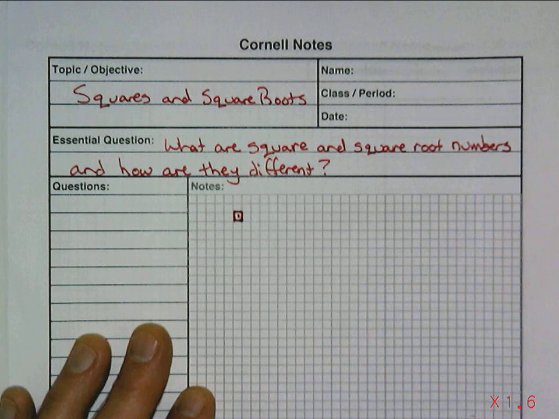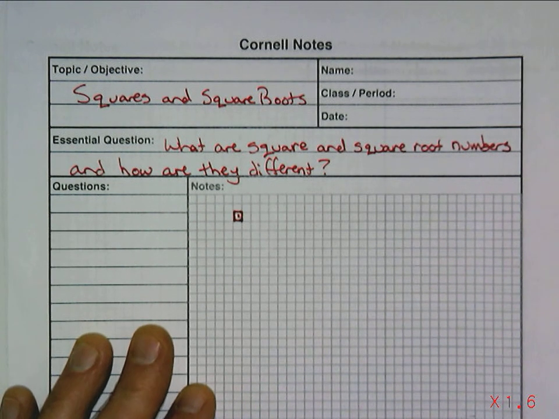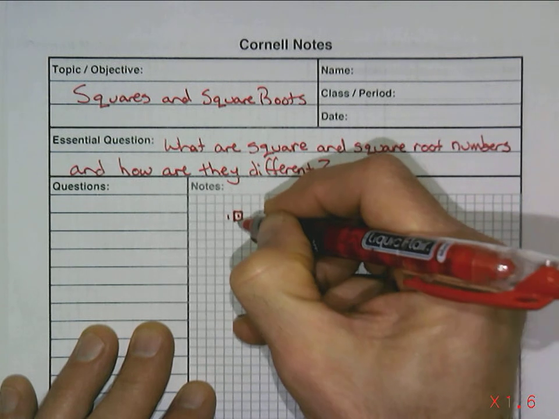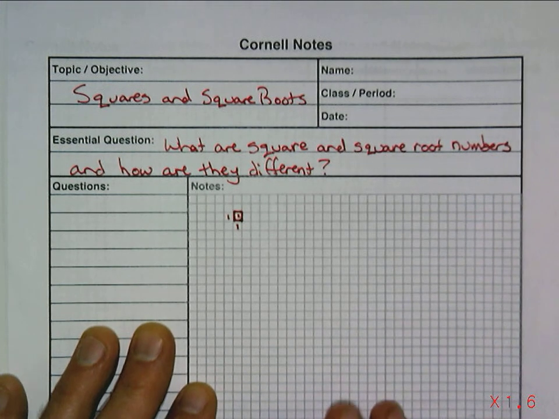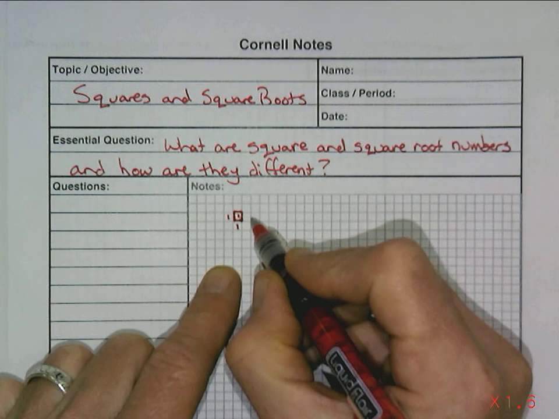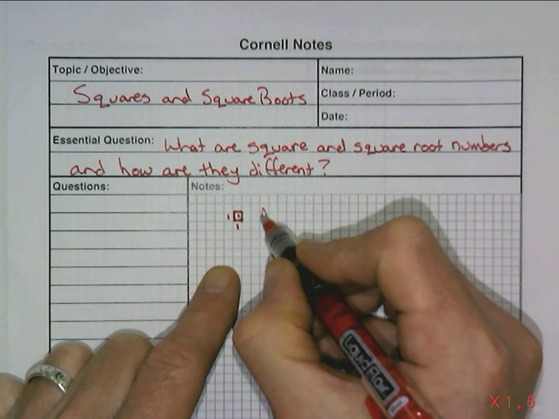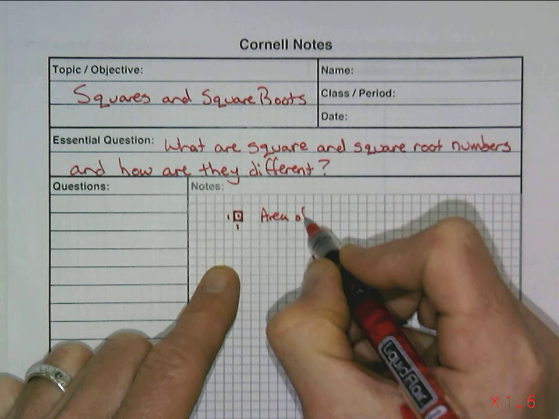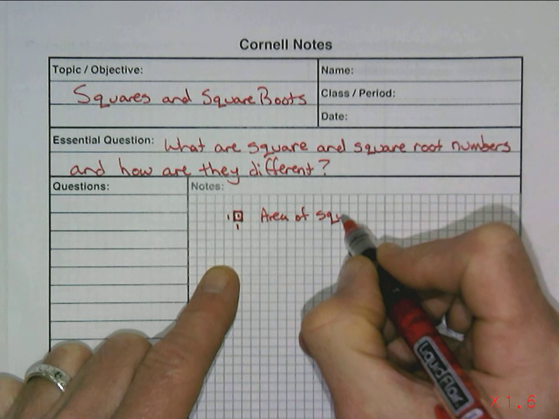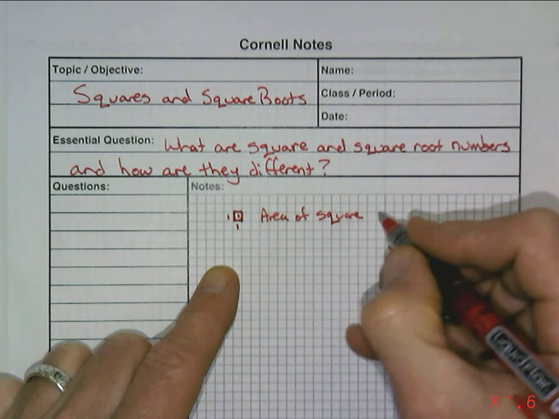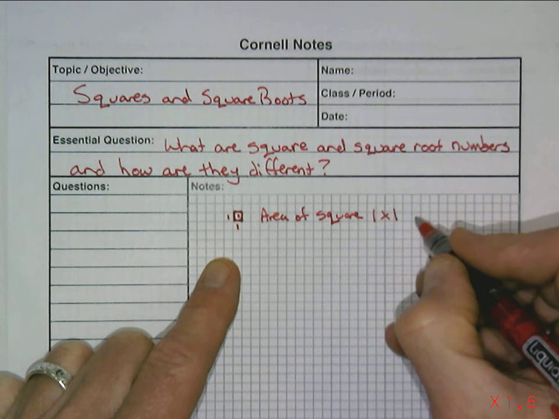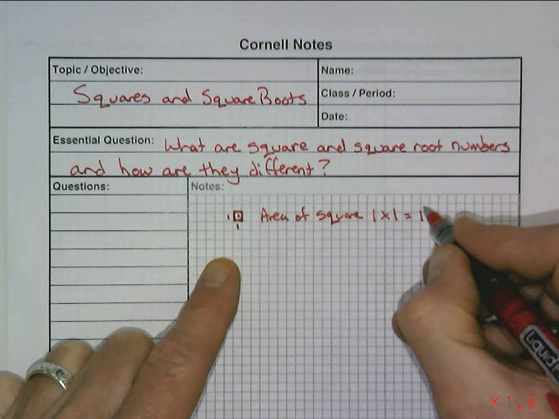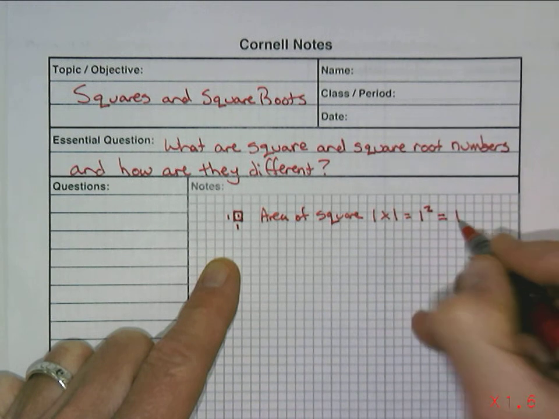So the idea is if I make a square whose area is 1 square unit, so that little tiny square there is 1 square unit, its side lengths are actually the square root of 1, which is 1, and its area is actually 1 squared. So we could describe the area of this square as 1 times 1, which is just 1 squared, which is just simply 1.